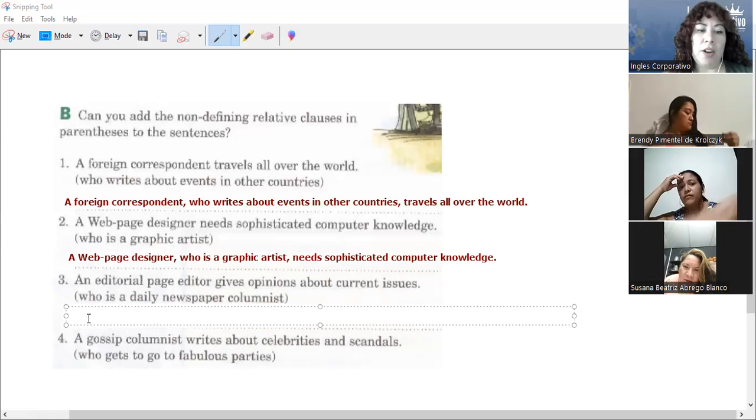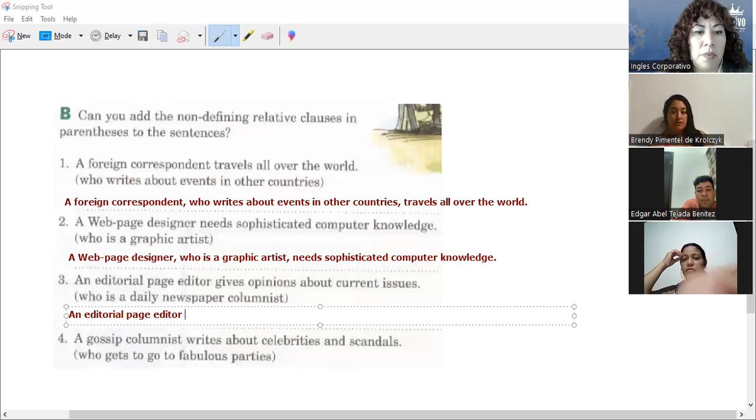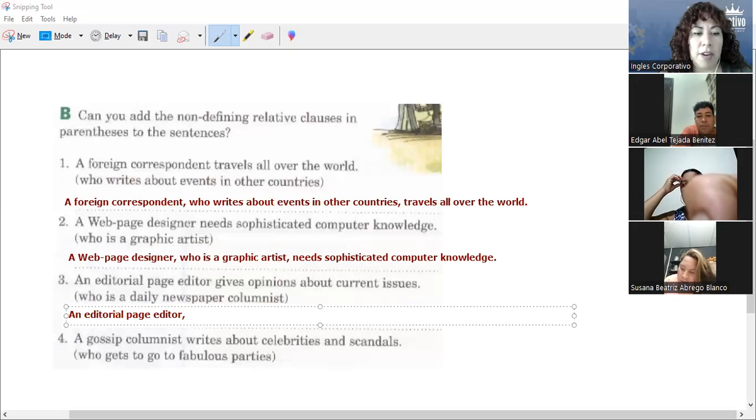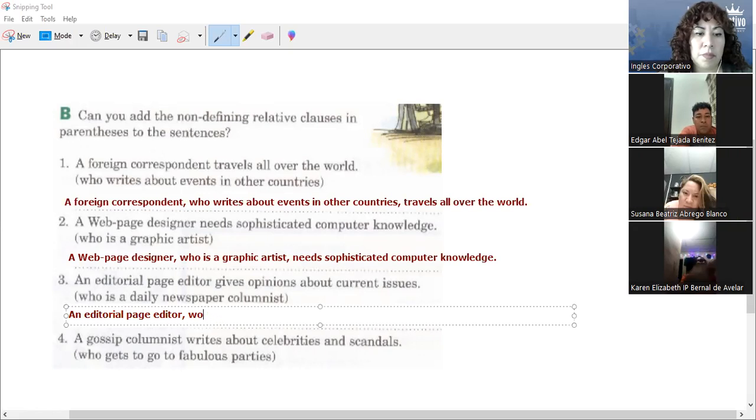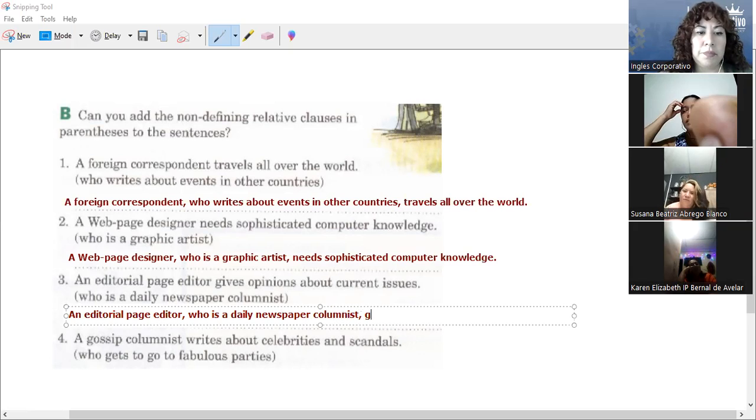An editorial page editor. So it has to be directly after it. So we're going to start with an editorial page editor, comma. Very good. Who is a daily newspaper columnist, comma, gives opinion about. Good. And don't forget the comma. Comma, gives opinion about current issues.